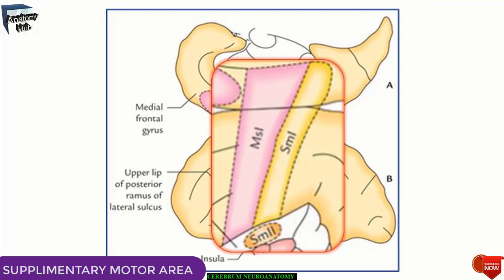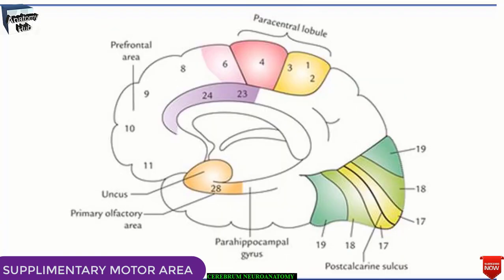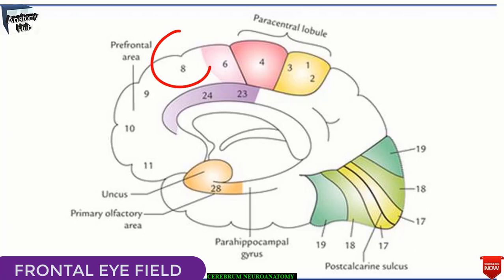If you find a lesion of the supplementary motor area, it produces bilateral flexor hypotonia with no paresis or paralysis. Like that, you will find the frontal eye field, that is area number 8 that you can observe over here. So this is area number 8 of Brodmann.